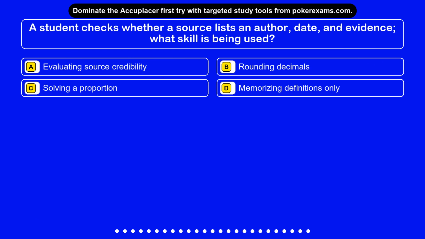Question 25. A student checks whether a source lists an author, date, and evidence. What skill is being used? Option A, evaluating source credibility. Option B, rounding decimals. Option C, solving a proportion. Option D, memorizing definitions only.